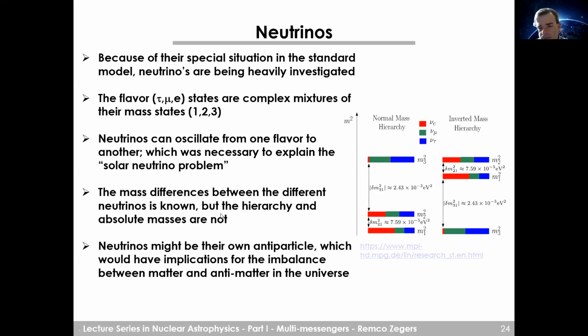Neutrinos might be their own antiparticle, we don't know, but if that's true, it would have implications for the imbalance between matter and antimatter in the universe. And this is another topic where a lot of research is being carried out as well.